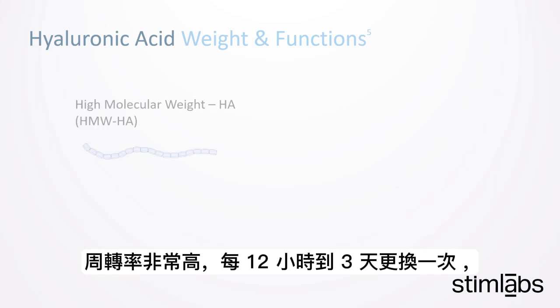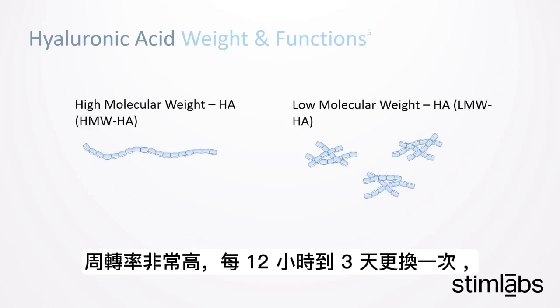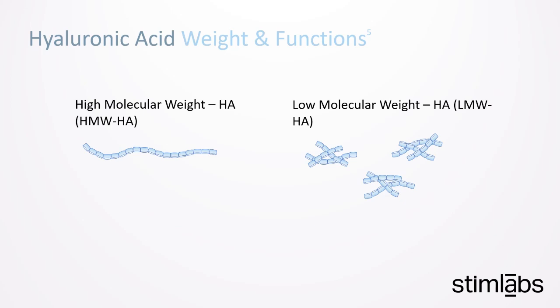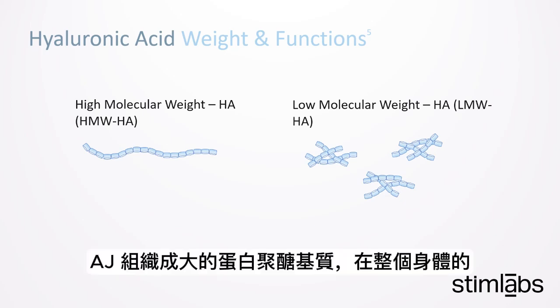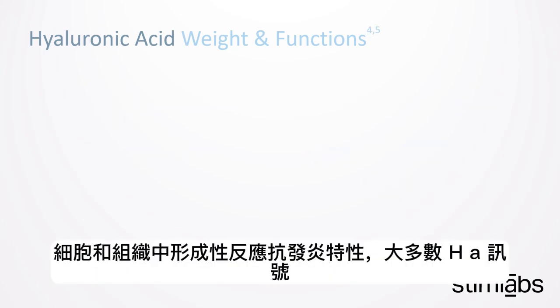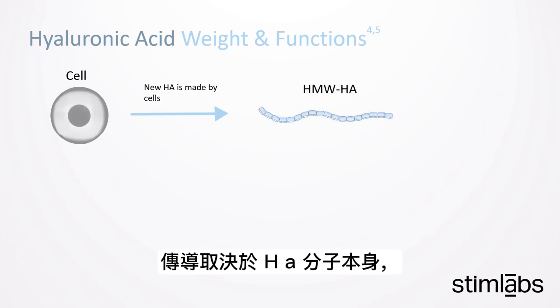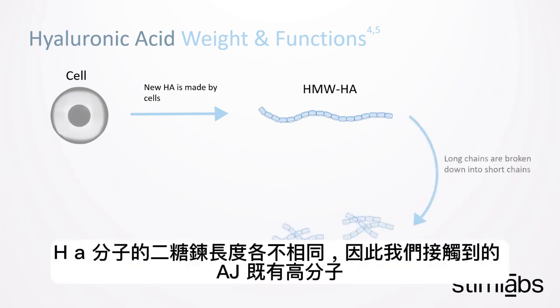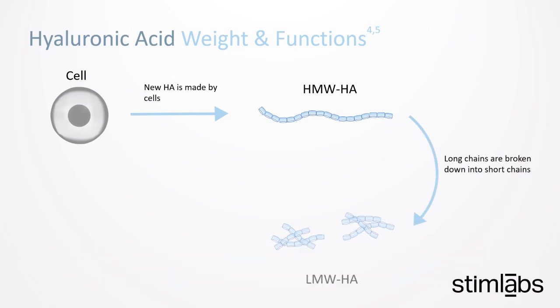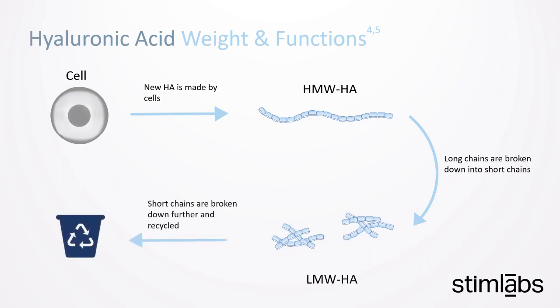HA molecules vary in the length of their disaccharide chains, giving us both a high molecular weight and a low molecular weight HA. As we touched on before, new HA is made by cells at the cell surface. As HA is turned over, enzymes break down long HA chains, which we call high molecular weight HA, into shorter chains, creating a lot of small molecules of HA, which are called low molecular weight HA. Eventually, all of these small chains are going to be broken down and recycled by the body.